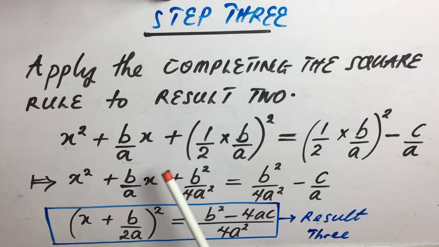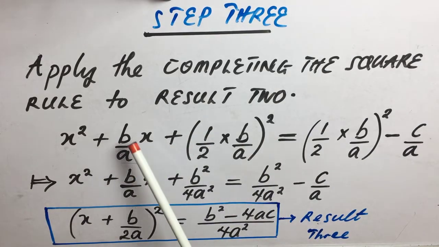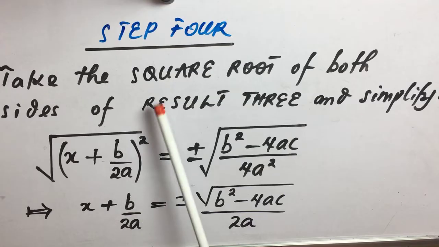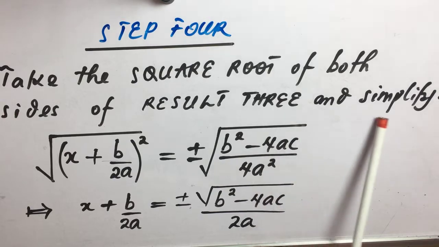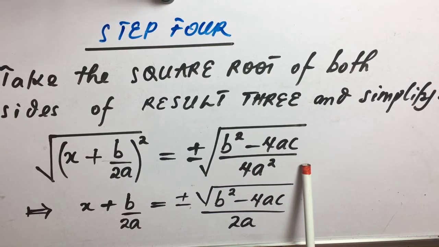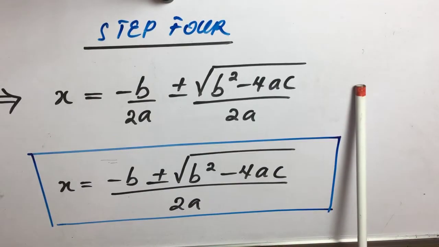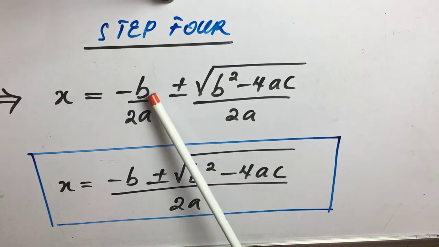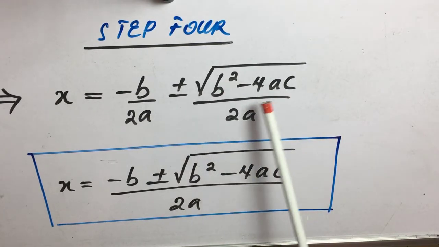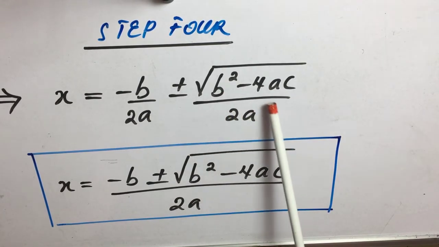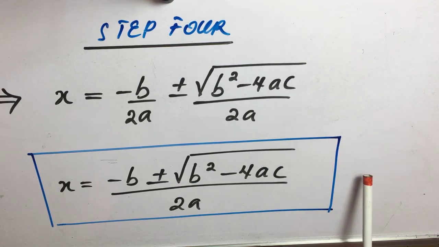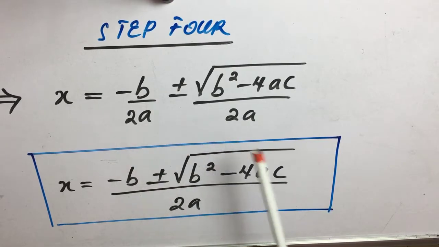Step 3, we apply the completing the square rule by adding the square of half the coefficient of x to both sides and simplifying to get result number 3. In step 4, we take the square root of result number 3 and then simplify. This gives us this, which ends up reducing to this when we take the square root of both sides, and this when we subtract b over 2a from both sides of the equation to get minus b over 2a plus or minus square root of b squared minus 4ac all over 2a, and finally our quadratic equation or the almighty formula, this when we take the LCM of 2a and 2a.